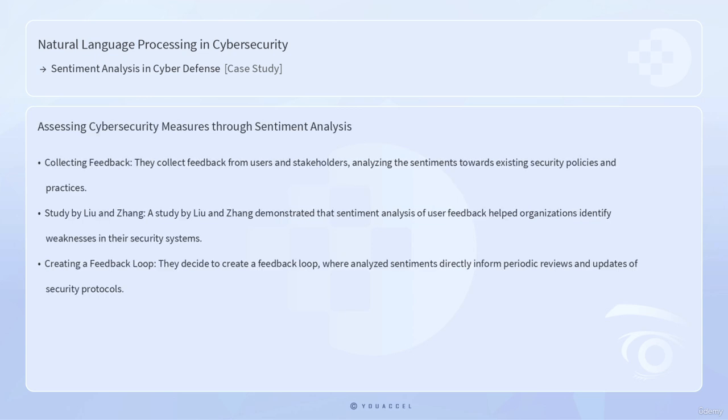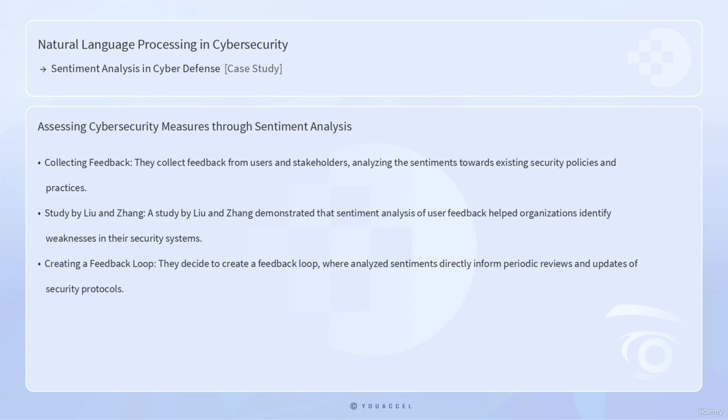As the team delves deeper, Alex is interested in assessing the effectiveness of the company's cybersecurity measures through sentiment analysis. They collect feedback from users and stakeholders, analyzing the sentiments towards existing security policies and practices. A study by Liu and Zhang demonstrated that sentiment analysis of user feedback helped organizations identify weaknesses in their security systems, leading to targeted improvements and enhanced protection.